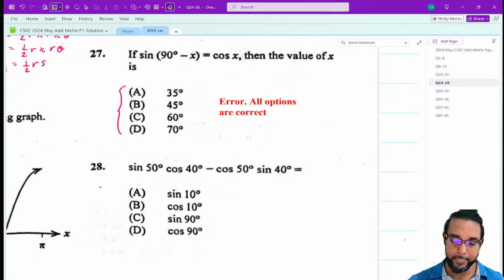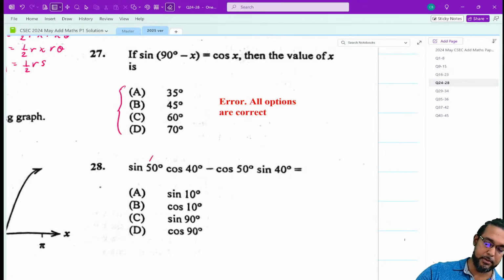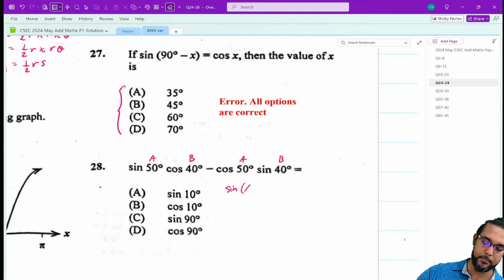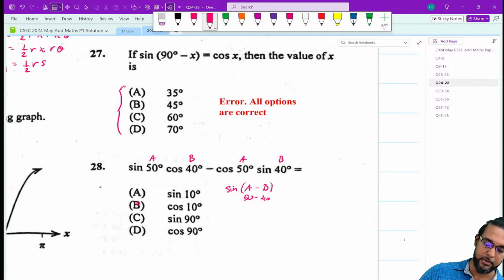I don't know. Well, right, this one here, if you put a and a b, a and a b, right? So sine a cos b minus cos a sine b. So that's sine of a minus b. And then that's 50 minus 40, which is 10. Right, so that's sine 10.